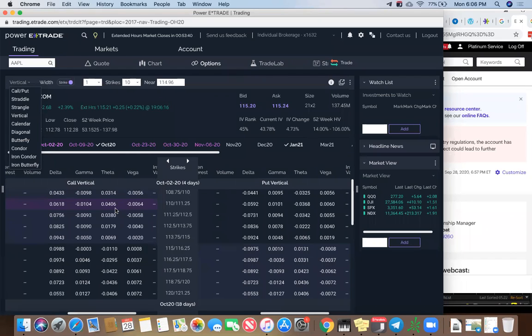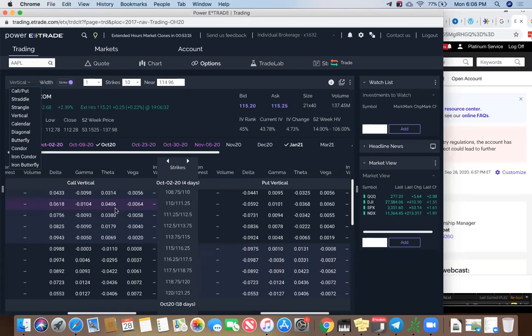Especially if you buy debit call spreads, it is highly recommended, because if you're buying in the money calls, you're buying at a discount. If you're buying out of the money calls, you're buying at a very high premium. And if you're buying at the money, you're buying at neutral. So you have to think about how you want to do this.